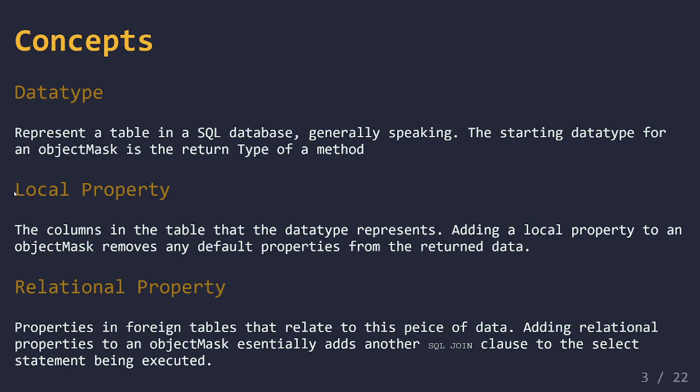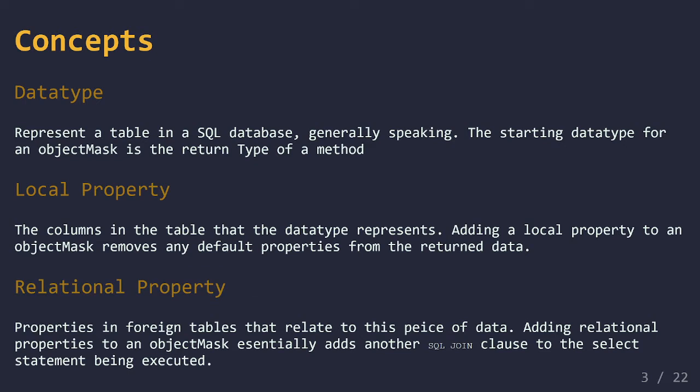Data types will have two types of properties. Local properties. These are going to represent columns in the table the data type represents. Adding a local property to an object mask removes all the default properties from the return data. And you will want to do this to control how much data is returned by the API, because this will deselect a bunch of the default return data that you might not care about.